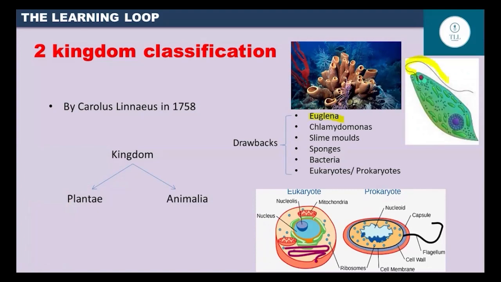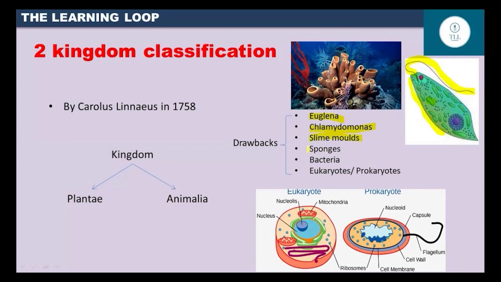It has flagella for locomotion and does not have a cell wall. Both of these features suggest its animal nature, but it contains chlorophyll to perform photosynthesis. Similarly, Chlamydomonas also possesses flagella for locomotion and chlorophyll to perform photosynthesis. Slime molds do not possess a cell wall during their vegetative phase, but they develop a cell wall during their reproductive phase.